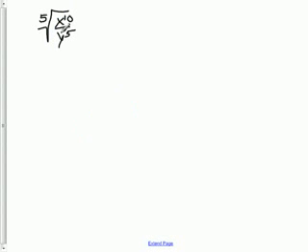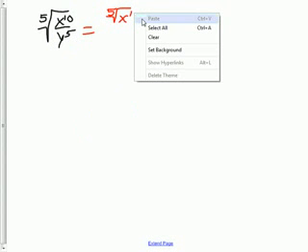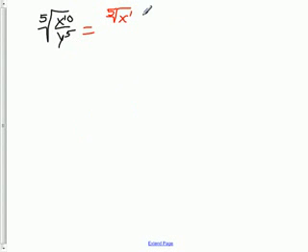The first one is the fifth root of x to the 10th over y to the 5th. The first thing we're going to do is treat each one of these individually. So I'm going to write this quotient as the fifth root of x to the 10th, and I'm going to put that over the fifth root of y to the 5th. We can do that because these are essentially fifth roots, and the fifth root applies to each of these individually according to our properties of exponents.